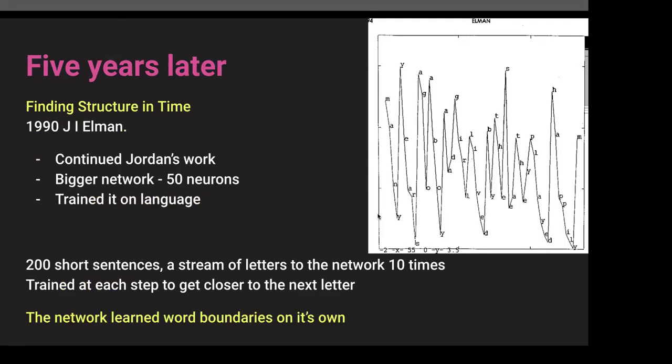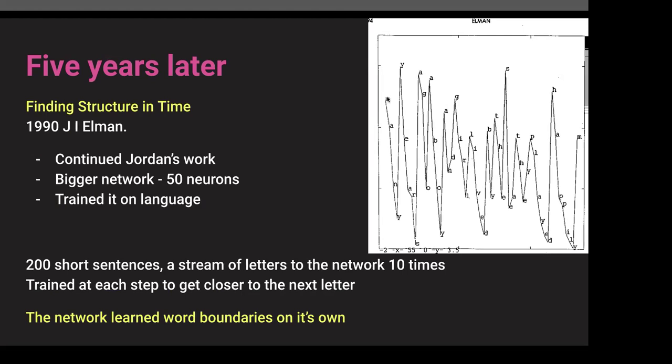Five years later, in 1990, Jeff Elman continued Jordan's work. This time the paper was called "Finding Structure in Time." He trained an even bigger network, this time 50 neurons, on language. He gave it 200 short sentences and streamed those in one by one. He didn't give them as words; they were literally given as individual letters again, and they had no spaces. There were no boundaries between the words. But each time he trained the network, he would give it reinforcement learning, which we'll come back to in a little while, to say yes, you're doing the right thing, no, you're doing the wrong thing, etc.